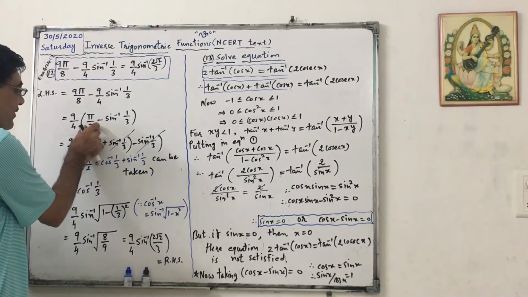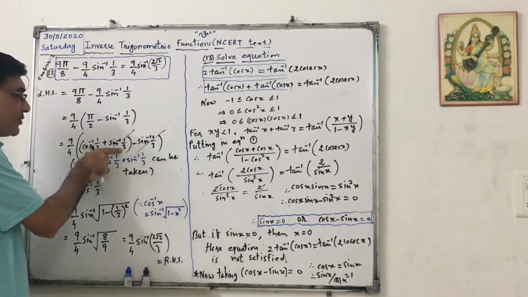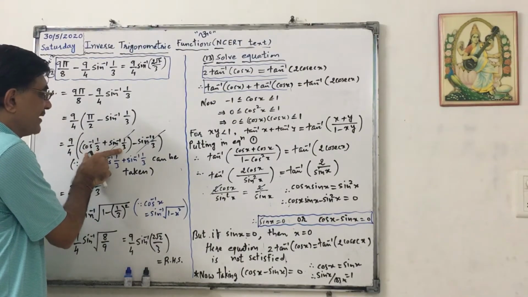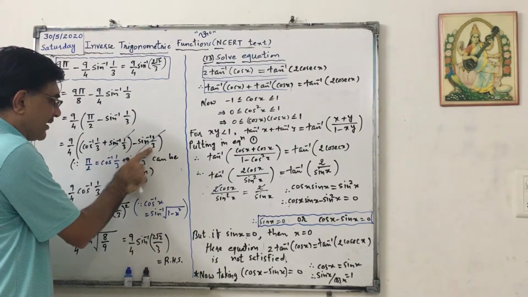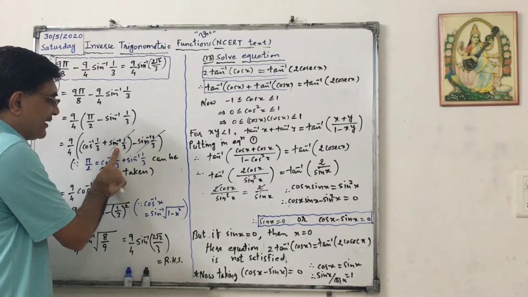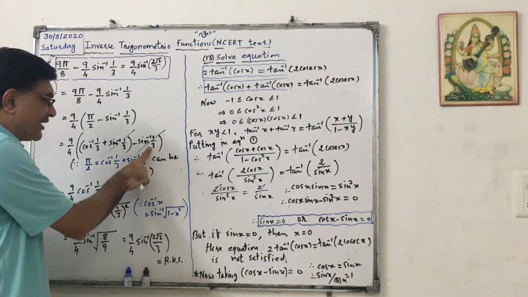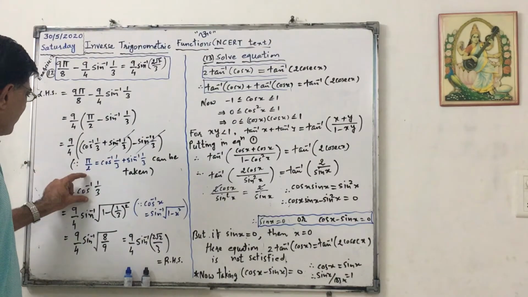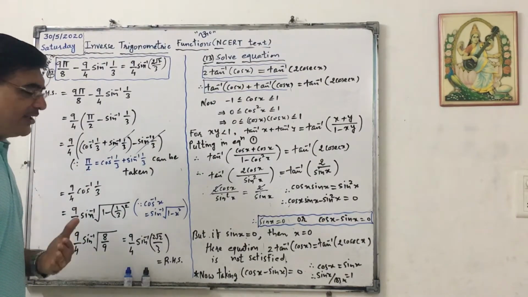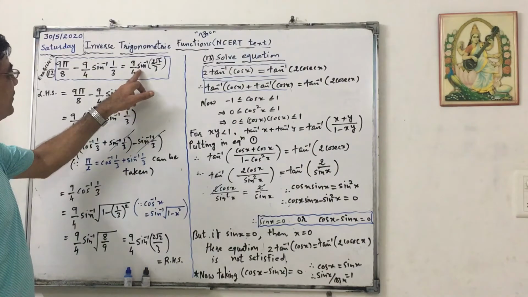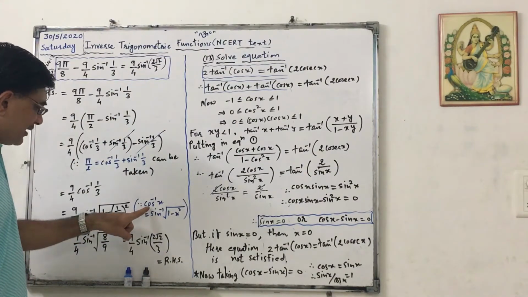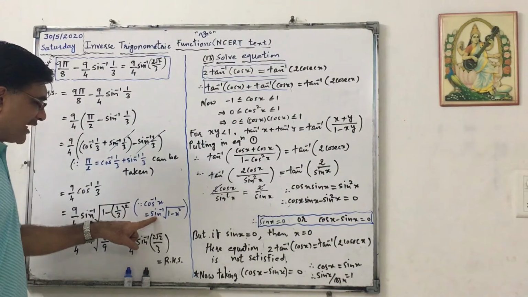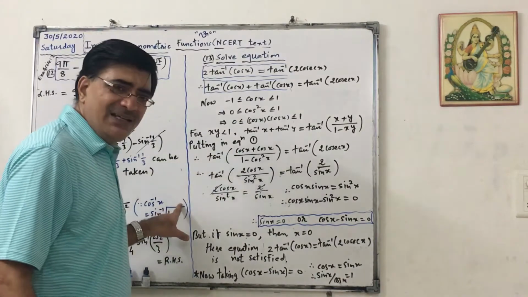So this pi by 2 is replaced by cos inverse of 1 by 3 plus sin inverse of 1 by 3, and this minus sin inverse 1 by 3. So this sin inverse 1 by 3 and sin inverse 1 by 3 will be cancelled. Now we have 9 by 4 cos inverse of 1 by 3. We need the right hand side in terms of sine inverse. Now we have this formula, cos inverse x equals to sine inverse of square root of 1 minus x square.